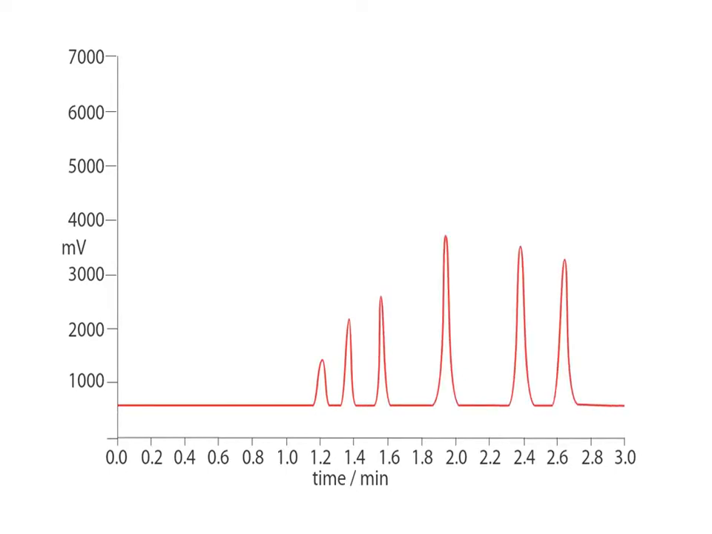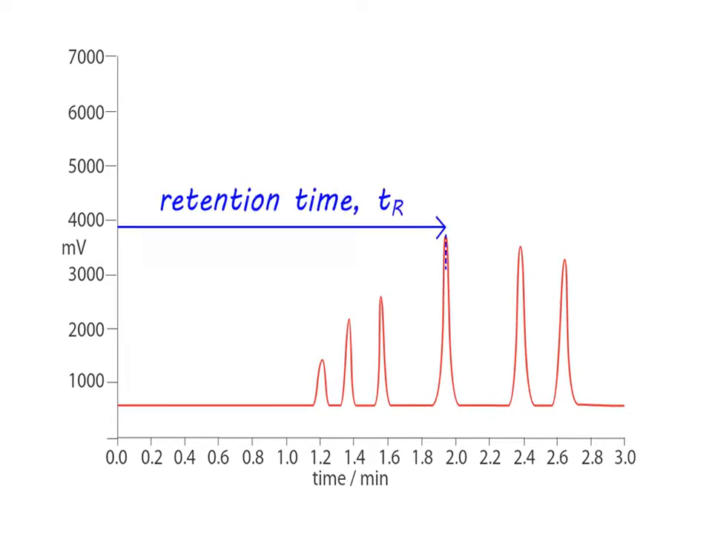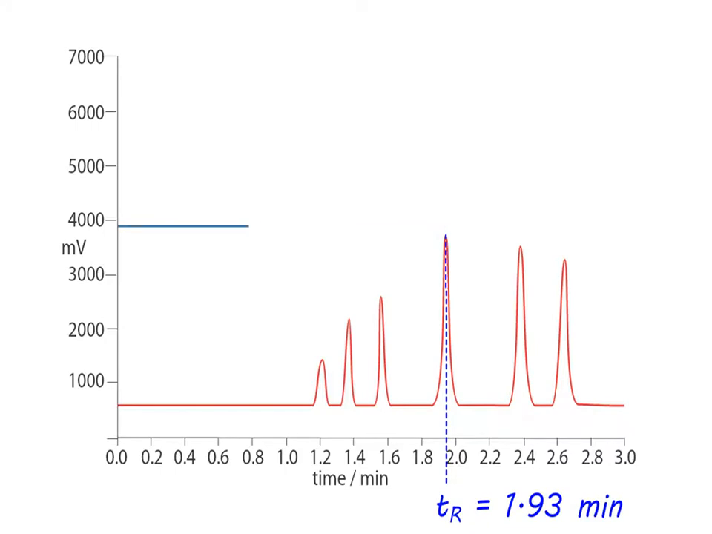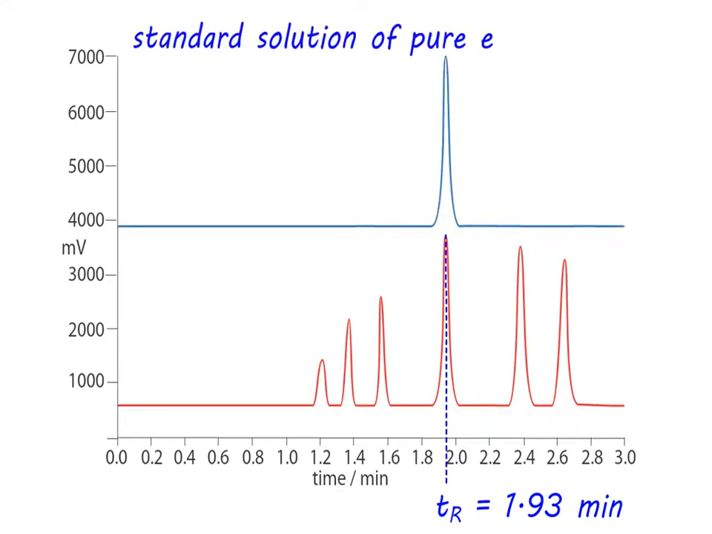The time taken from when a sample is injected to when a substance from the sample has been detected is called the retention time. In a similar way to how RF values are used in TLC to identify substances, retention time can be used by running a sample of pure known substance and seeing if the retention time of the peak observed matches that found in the sample.